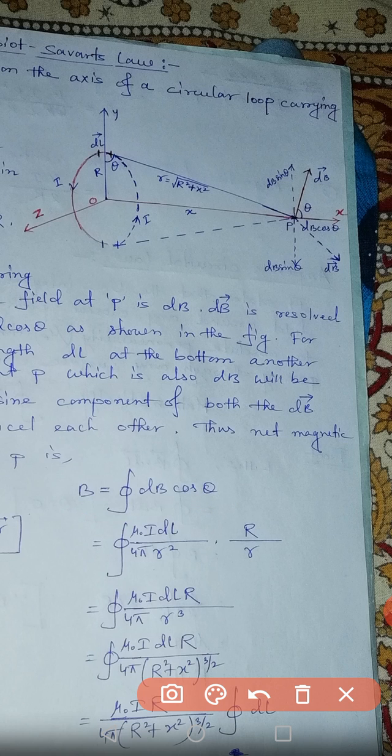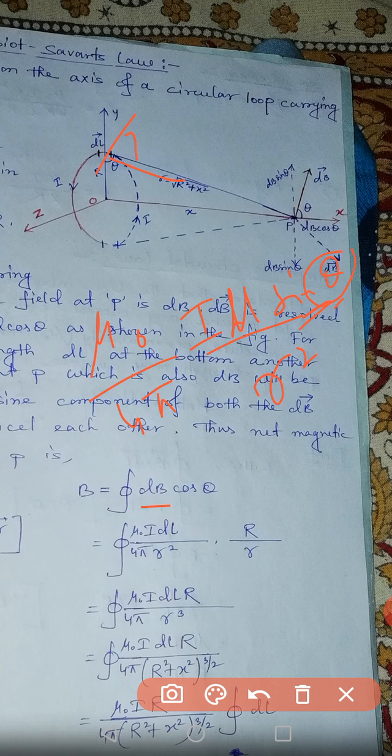So see here, dB from Ampere's circuital law, what was the expression? Vector form you can also think. What was that? Mu naught by 4 pi, then I dl, I am writing the general one, I dl sine theta by r square. What is this theta? Angle between dl and r. And just now I told you that dl is like this, r is this one, so the angle is 90 degrees. So theta is 90 actually.